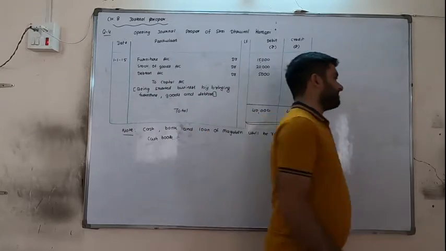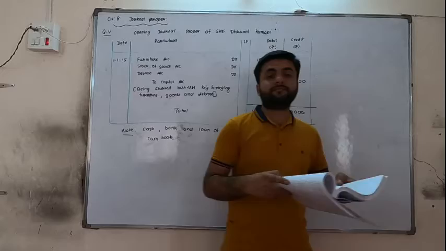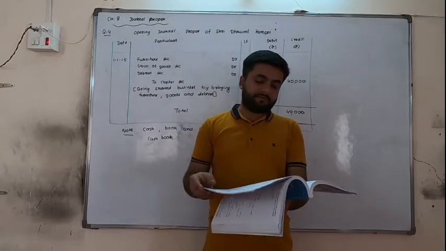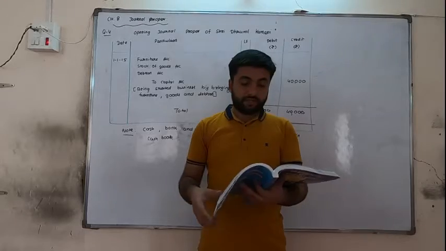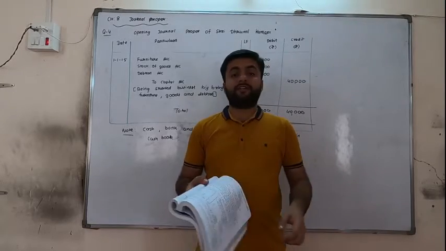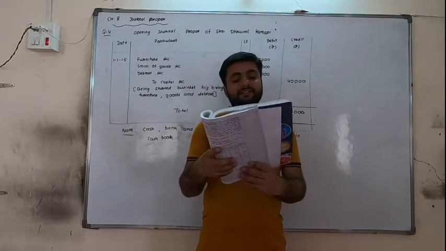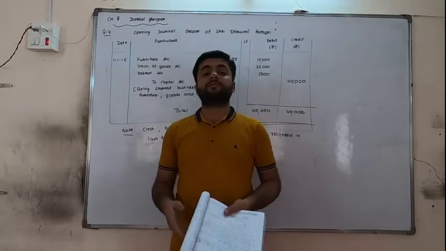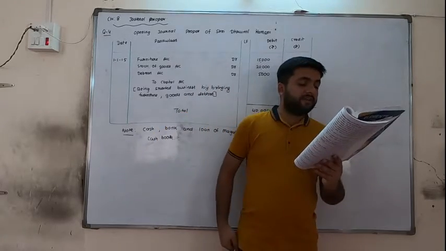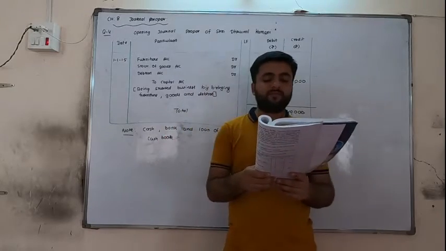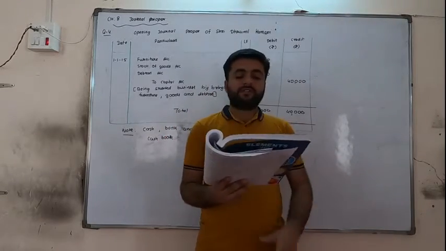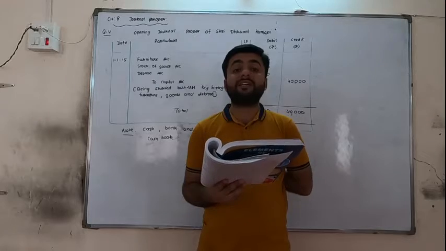Okay, now we are seeing the next topic in the chapter. Opening entry is over. Now let's go for the next topic. It is given on page number 192. Transactions not included in any other books. They are of 2-3 types. Those transactions which cannot be included in any other subsidiary book are included in journal proper. Such transactions can be divided into 3 categories.